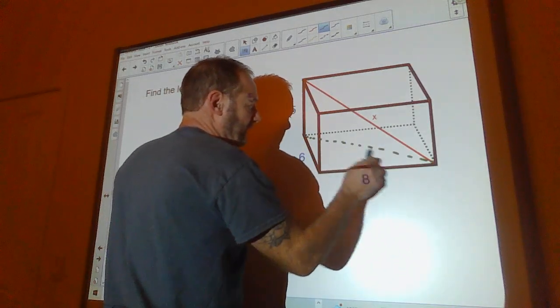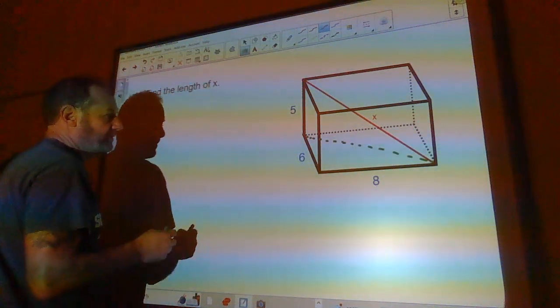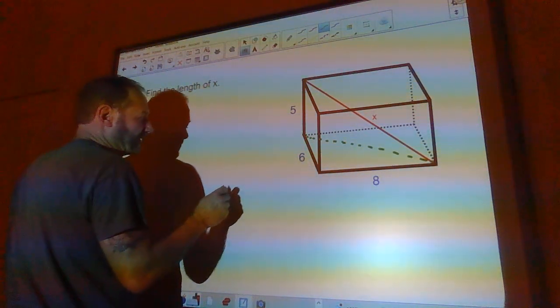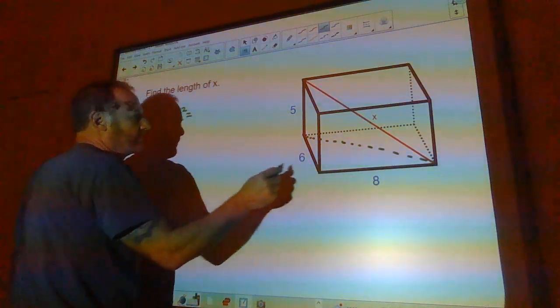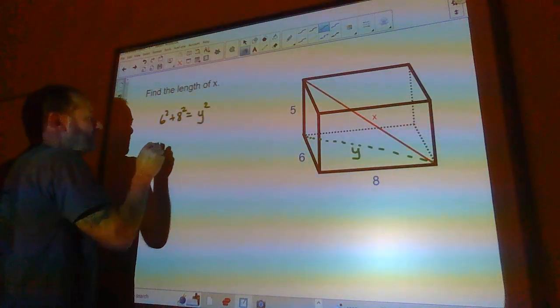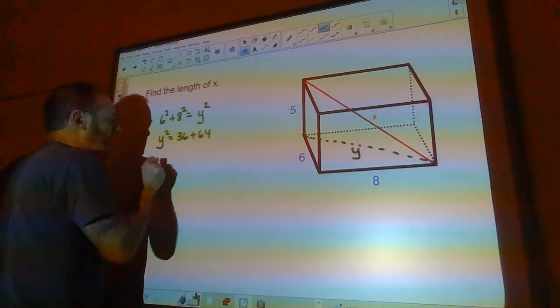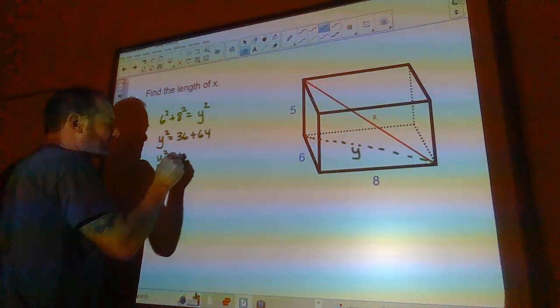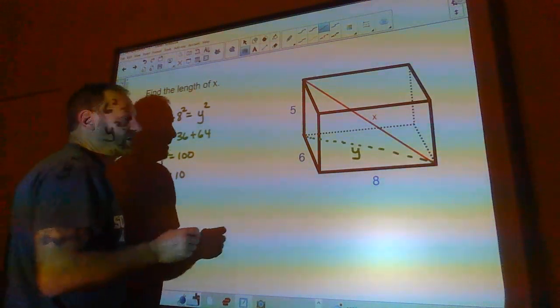Here's a right triangle down here. Okay, so I would use the Pythagorean theorem, and I would say, well, that's going to be 6 squared plus 8 squared equals, we'll call this y squared. So y squared is going to be 36 plus 64, which of course is 100, and that means that y is 10. Okay, so I know this is 10.